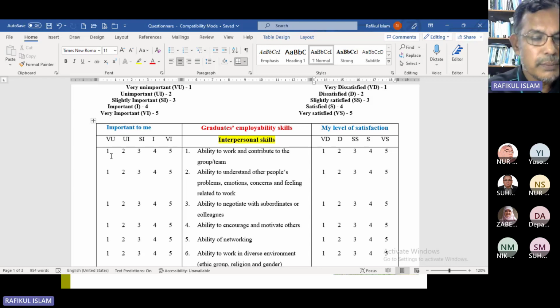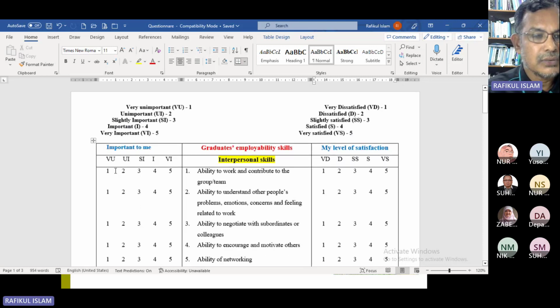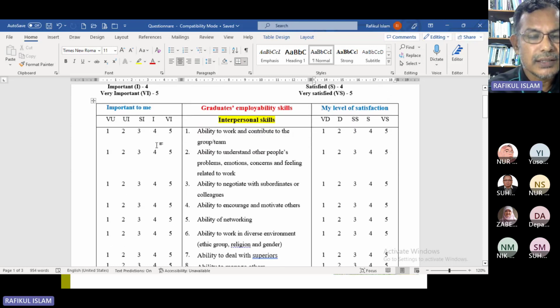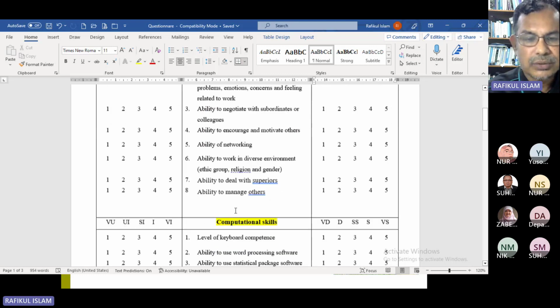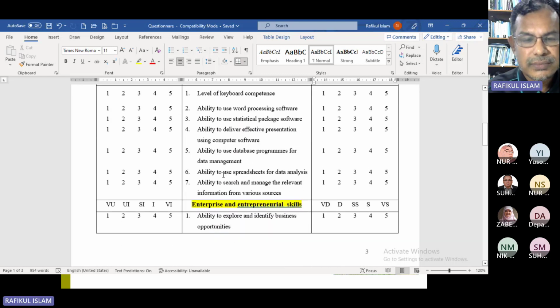So it is important to note here that the respondents, in this case the employers of Malaysian companies or even international companies operating in Malaysia, have to circle the right intensity: 1 for very unimportant and 5 for very important. So we see that most of the employers will be circling either 4 or 5, because most of them are quite important, right? Whatever you say, these are very important.